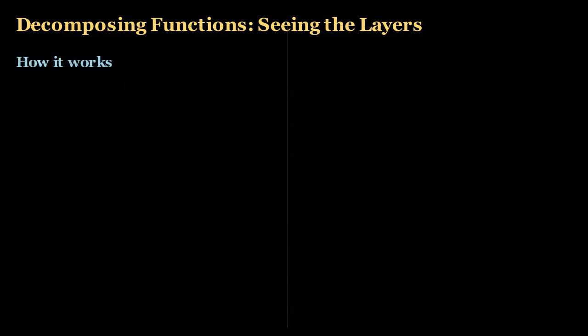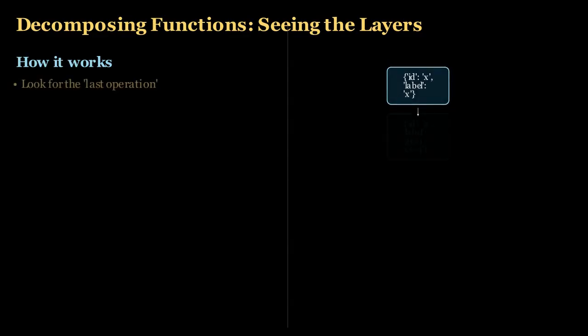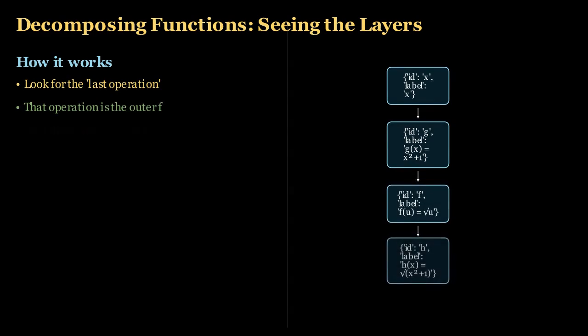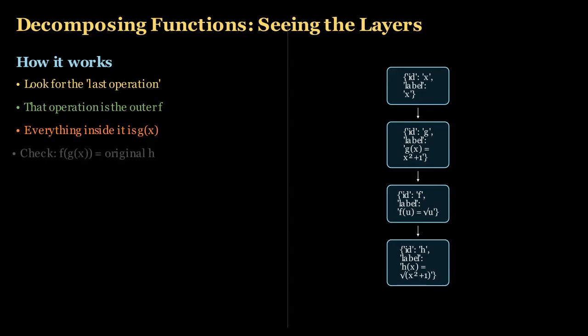That last operation is your outer function f. So f of something equals the square root of that something. Now, what did you take the square root of? The entire expression x squared plus 1. That whole chunk is the inner function g of x. So g of x equals x squared plus 1.